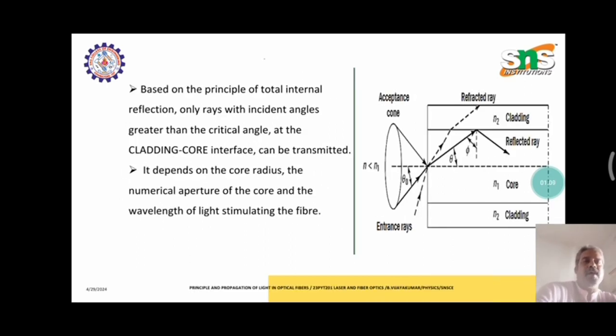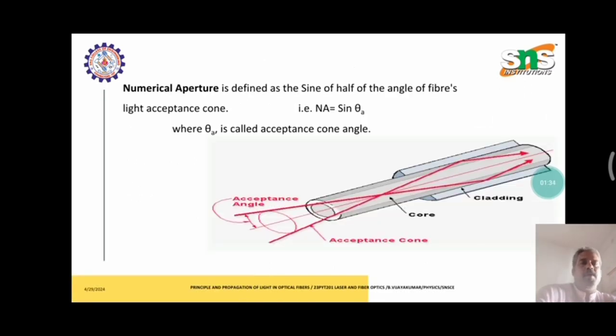Based on the principle of TIR, the ray whose incident angle is greater than the critical angle at the core-cladding interface can be transmitted. It depends on the core radius, the numerical aperture of the core, and the wavelength of light propagated in the fiber. This is the block diagram of how the ray will be transmitted from one end to another end. The numerical aperture is defined as the sine of the angle of the fiber's light acceptance cone. So NA equals sin theta A, where theta A is the acceptance cone angle.